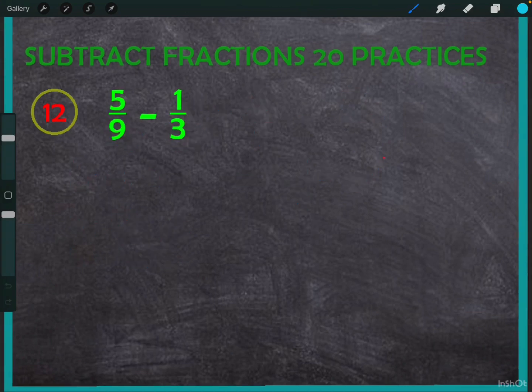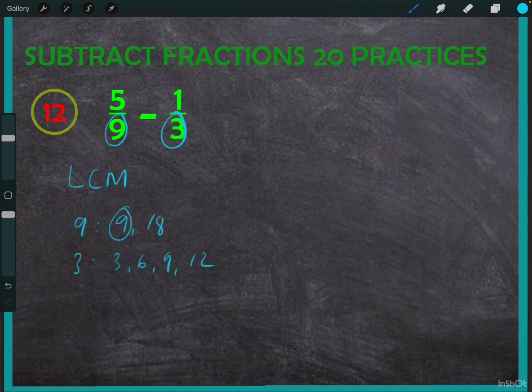Practice 12, 5 over 9 subtract 1 over 3. These two fractions have different denominators, 9 and 3. So we will go ahead and find the LCM for 9 and 3. For number 9, we have some multiples such as 9, 18. For number 3, we have multiples 3, 6, 9, 12. We see that number 9 is the least common multiple for number 3 and number 9, or the LCM is number 9. From here, we will convert the two original fractions into two new fractions with the denominator being the LCM, which is 9. So we write 9 here.